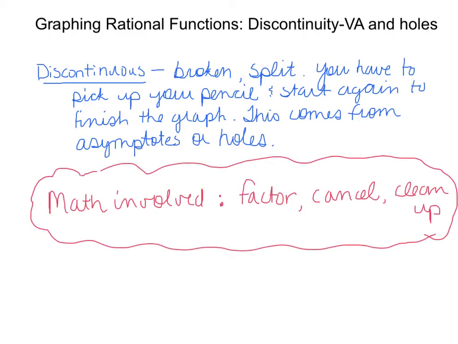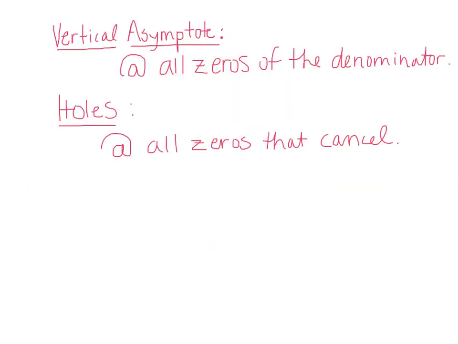Alright, the math that is involved in finding out what the asymptotes and the holes are: the very first thing you're going to do is factor it, and then you're going to cancel off any common factors, and then we're just going to clean it up. Then the vertical asymptotes are going to be at all of the zeros of the denominator. And if you've forgotten how to find the zeros, that's okay. I'll do a brief review over that. The holes are going to be found anywhere that the zeros canceled. So let's look at a couple of examples.